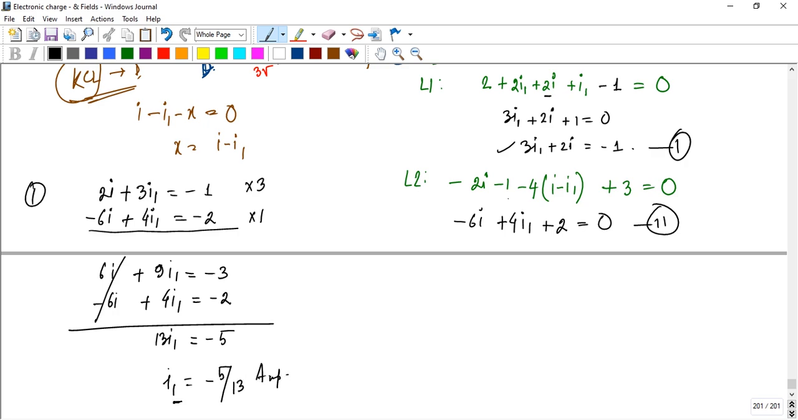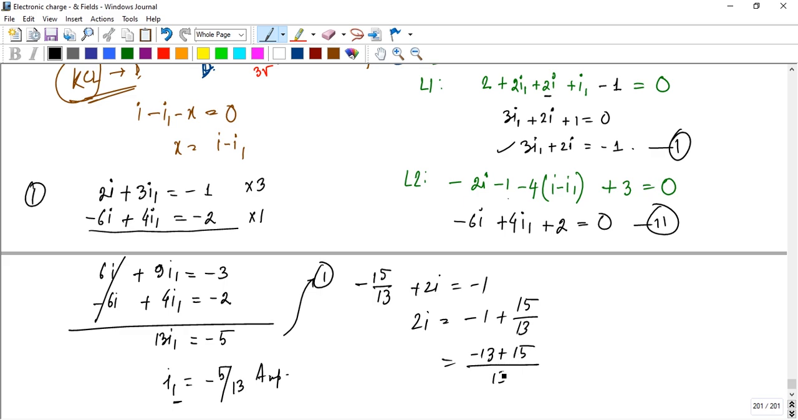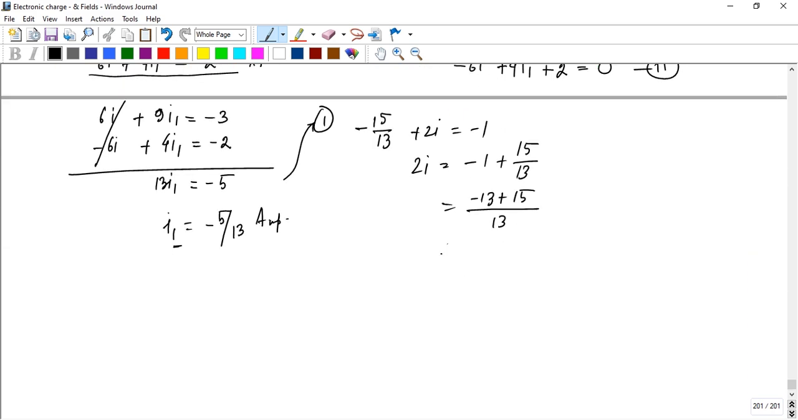Now put the value of I1 in equation number 1, or if you wish, in equation number 2; we get the same result in both. So put it in equation number 1. 3I1 means 3 times minus 5, minus 15 over 13, plus 2I equal to minus 1. So 2I equals minus 1 plus 15 by 13, that is minus 13 plus 15 upon 13, so we get plus 2 upon 13. That is 2I, the 2s cancel. So I equals 1 upon 13 ampere.